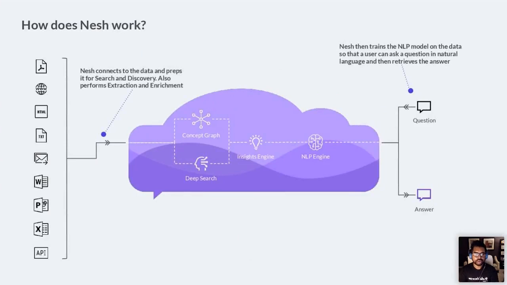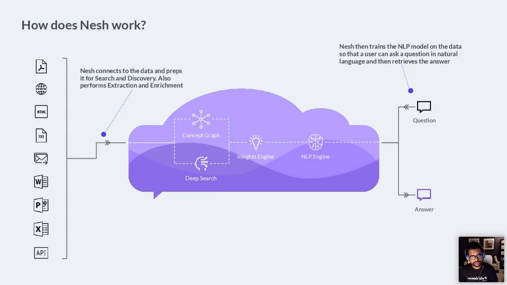So how does Nesh work? Let's break up the problem into kind of two simple steps. This is sort of a high-level architecture diagram of how Nesh works. On the left-hand side, Nesh is connecting to the different data sources that she can connect to and access.